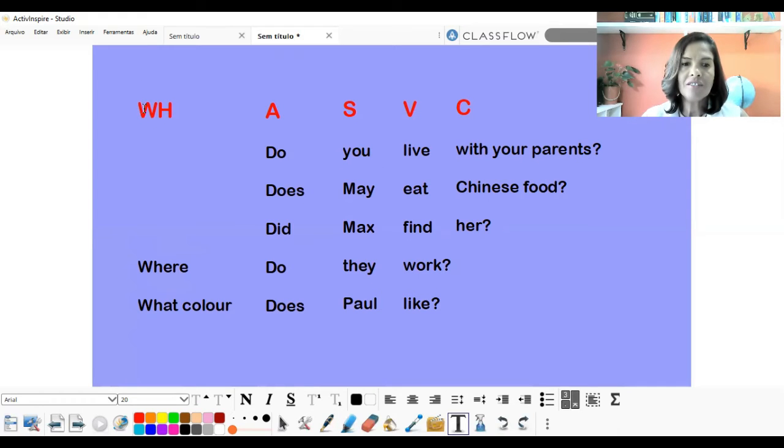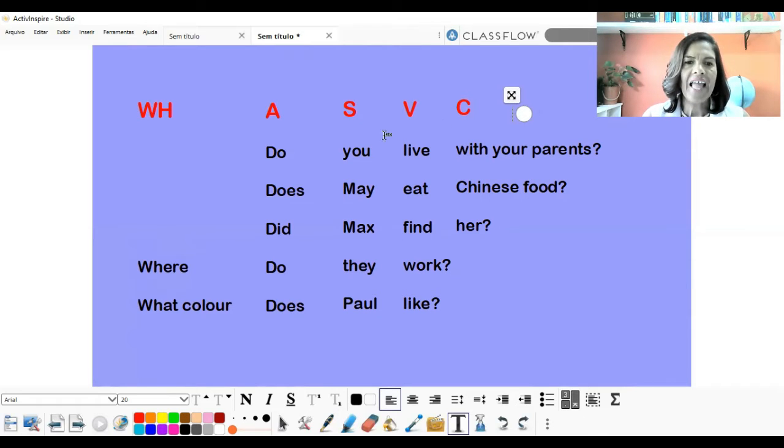And this verb should always be in the infinitive, right? And then if there is a complement, it's going to come after the verb, right? But for questions starting with WH, information questions, then you put the question word at the beginning, and then you follow the same order. So let's see here. Do you live with your parents?